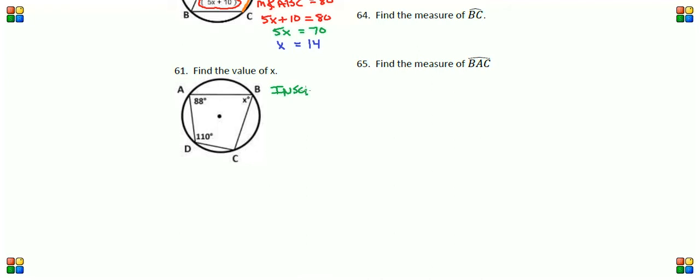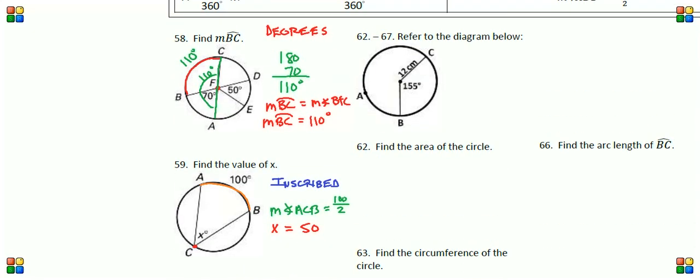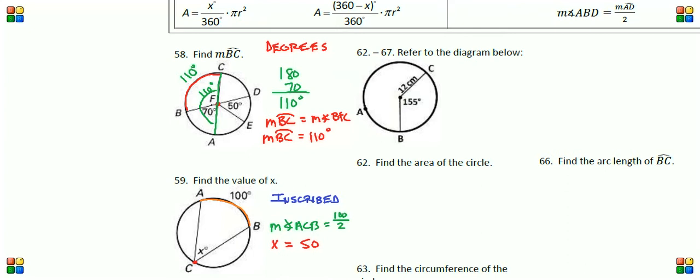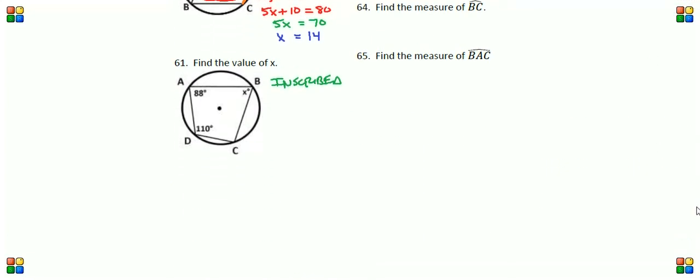Hope you guys can see the difference between 61, where all the angles are inscribed, compared to question number 58, where all of the angles have the center of the circle as the vertex. These are all central angles. And question number 61 is inscribed angles.